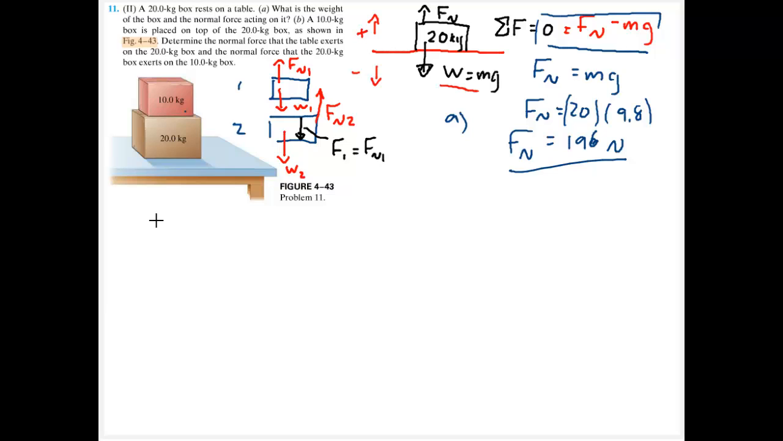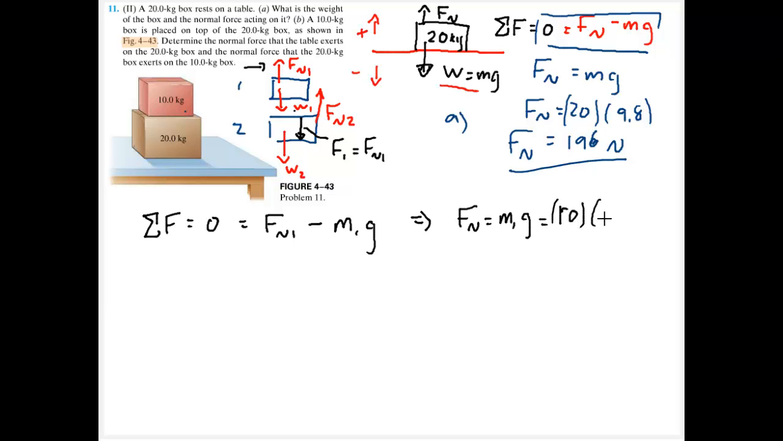We know that box 1 is not accelerating, not moving, so we can say the sum of the forces must be equal to 0. We're going to have the normal force in the upwards direction, so force normal 1. In the downwards direction, we're going to have mass and gravity, so it's going to be negative. Up is positive, down is negative. So we can add mass and gravity to both sides. We can say that the normal force is going to be equal to mass of 1 multiplied by gravity. So it's going to be 10 kilograms multiplied by 9.8 meters per second squared. So the normal force 1 is going to be 98 newtons.